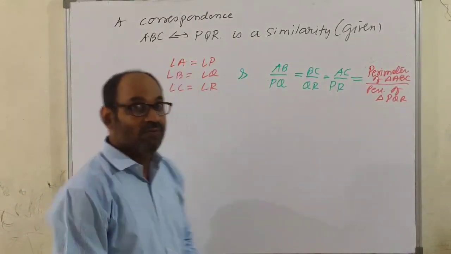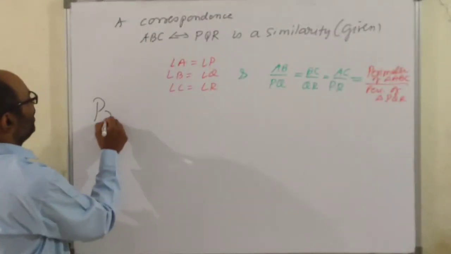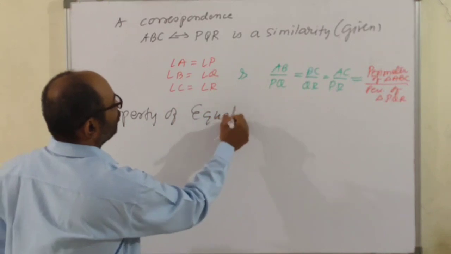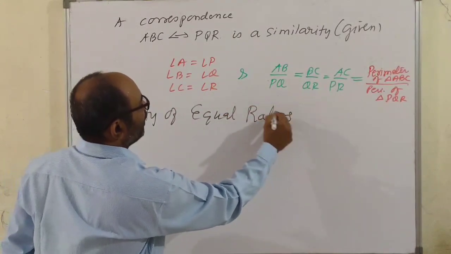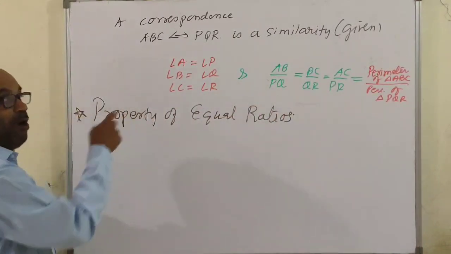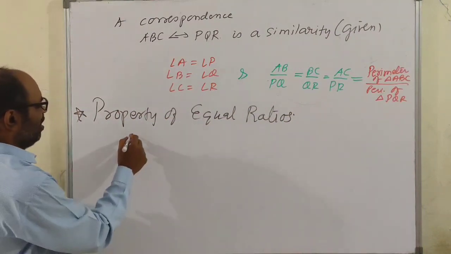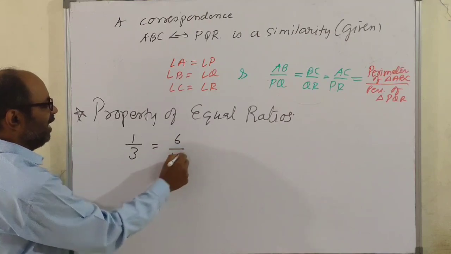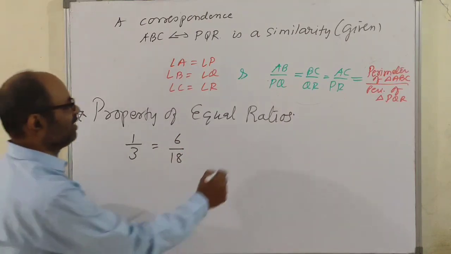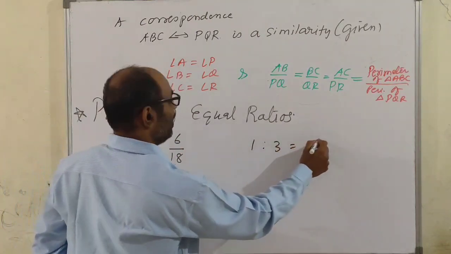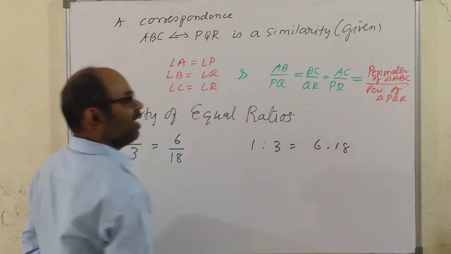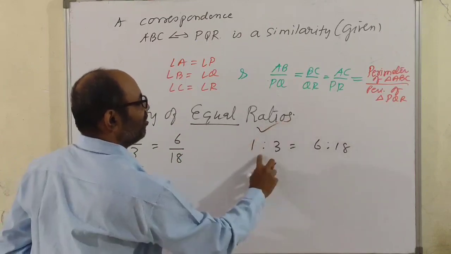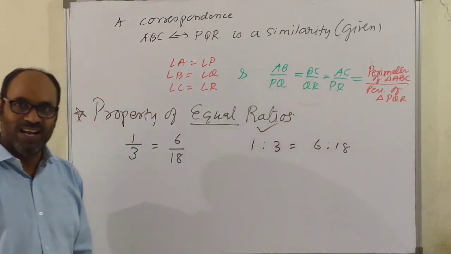But before that, we'll have to see the property of equal ratios. Property of equal ratios. Very important to understand this. Children, 1 upon 3 is equal to 6 upon 18. Am I right? You can say 1 is to 3 is equal to 6 is to 18. So here come equal ratios. Can you see this? These are two equal ratios.